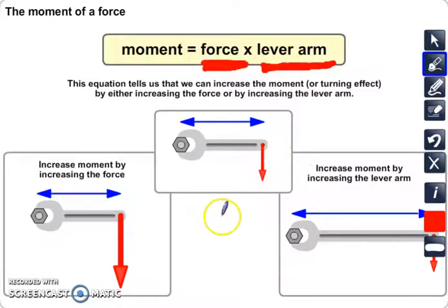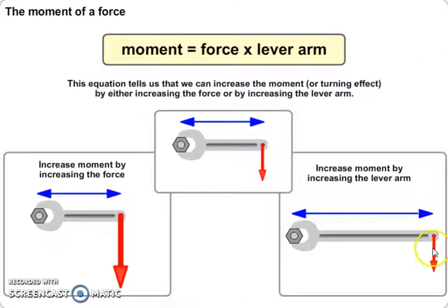So what is the lever arm? We'll go into that in the next slide, but before that, just to show what it means here, let's say I want to increase the turning effect, to tighten the bolt tighter. Two ways you can do it. One is you increase the force here. The other one, you increase the lever arm. You can see this is a much longer spanner, although with a smaller force here, right?